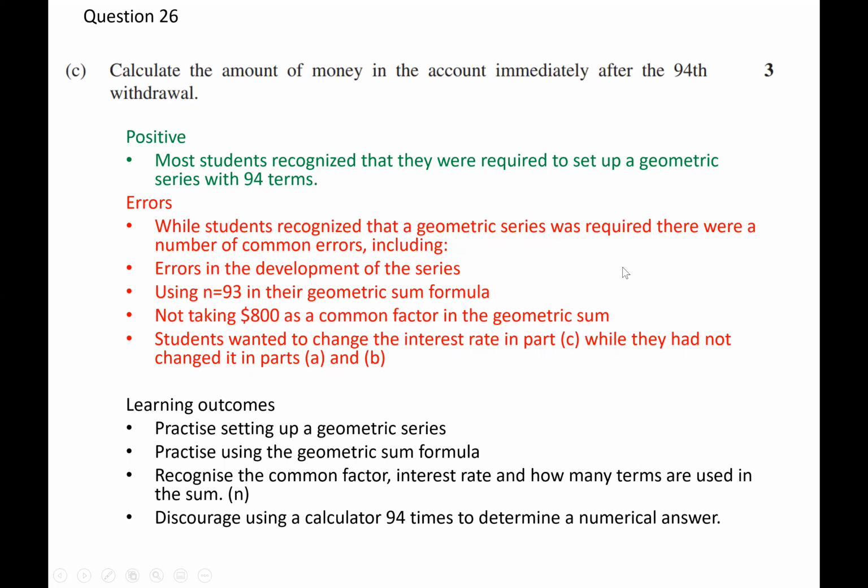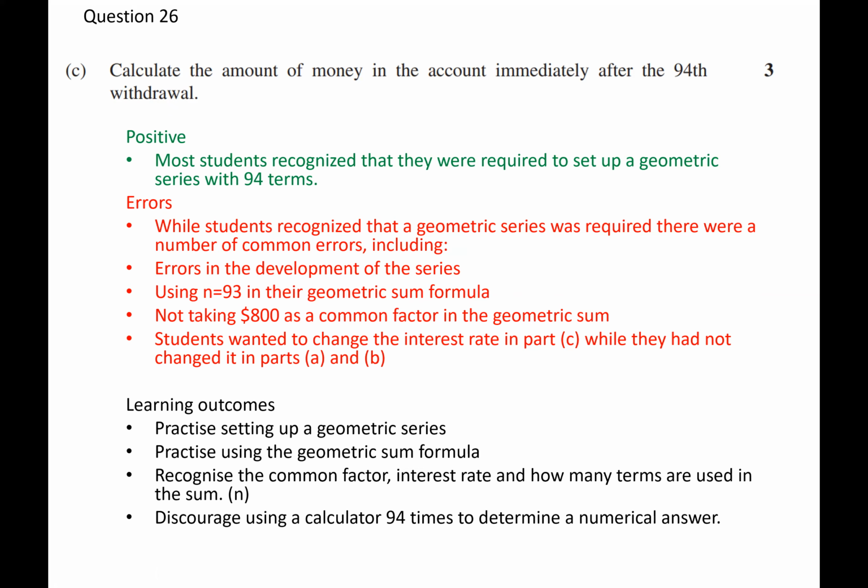And part C, calculate the amount of money in the account immediately after the 94th withdrawal. Now, this was an advanced part only, so this was not given to the standard kids. It's not in their course. So this is where we did need to set up a geometric series, which some students did in part A. So some kids did this all set up in part A. They transferred it first immediately after the 94th withdrawal.